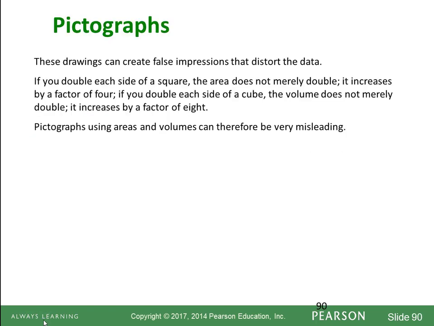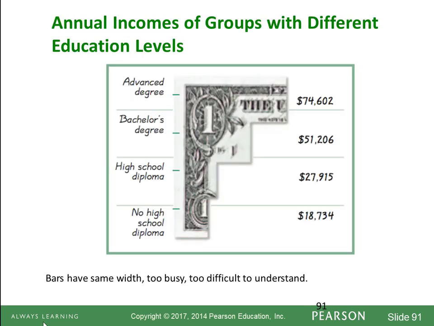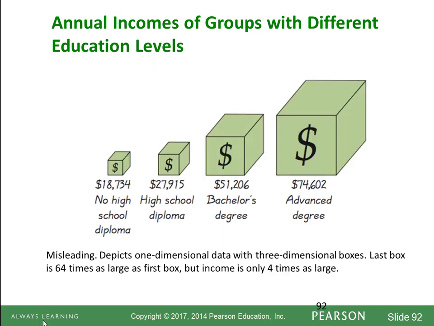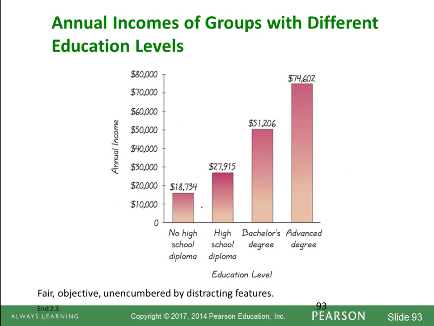Pictographs can also be misleading, and again, it's because we are comparing areas versus this is just linear data. It's one-dimensional data, we should not have two-dimensional pictures. And here we have the same data using three-dimensional blocks. That's even worse. Here is a good representation of that same data. All of our rectangles are the same width, and so we can compare their height, and it is a much better comparison.